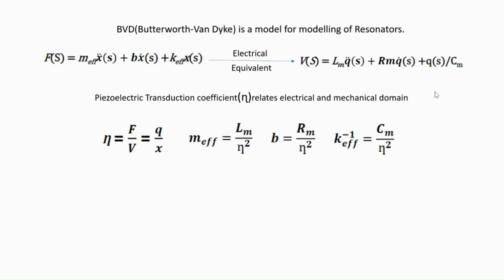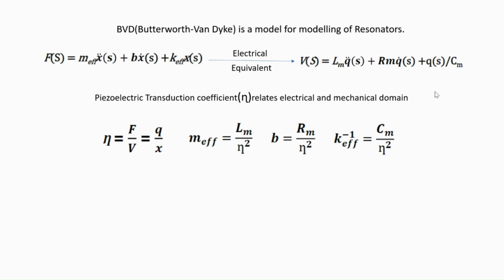So this piezoelectric transition coefficient eta is equal to F by V, or it's also equal to Q by X. Q is the charge and X is the displacement. If I apply a voltage, I will produce a force. This is all about piezoelectric material. If you apply a voltage, you are generating a vibration that you can call a force, depending on how you use it. That is called the indirect piezoelectric effect.